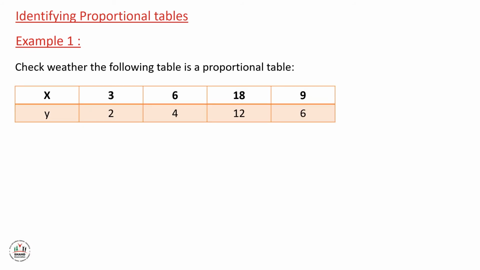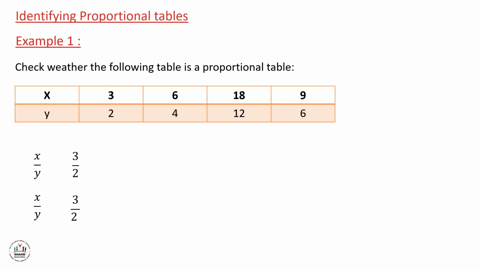Identifying a proportional table. Example 1. Check whether the following table is a proportional table or not. First, we want to check if x over y remains constant as the values of x and y change. So 3 over 2, we can't simplify it. 3 is a prime number and 2 is a prime number, so we can't simplify this fraction.